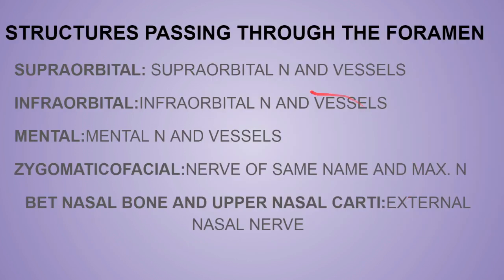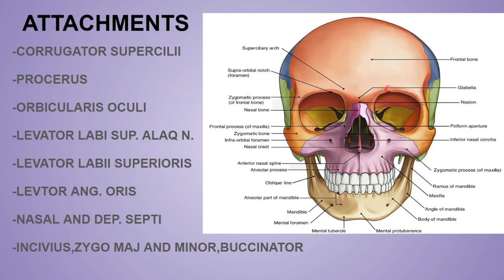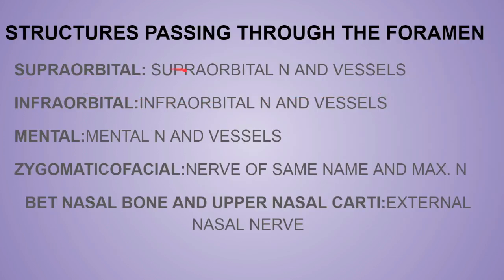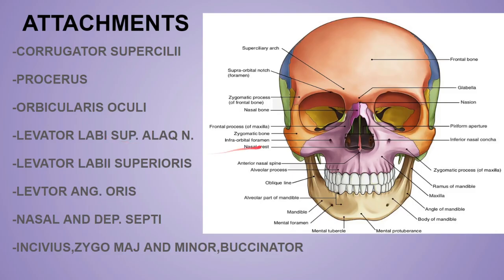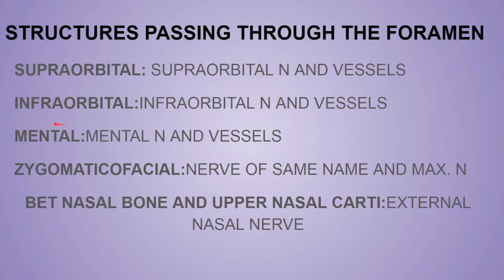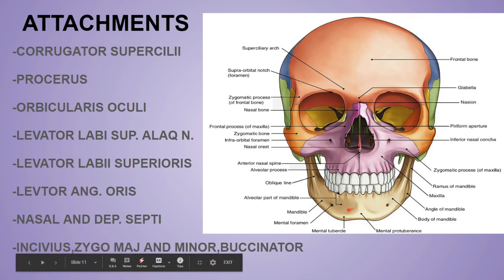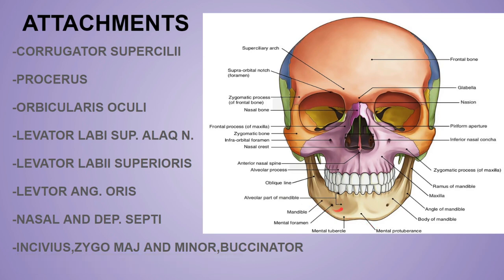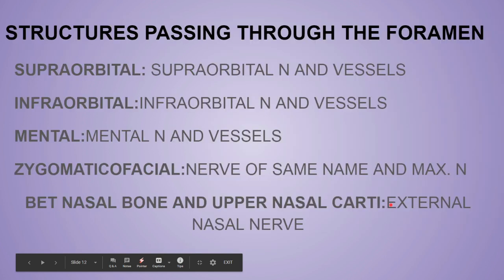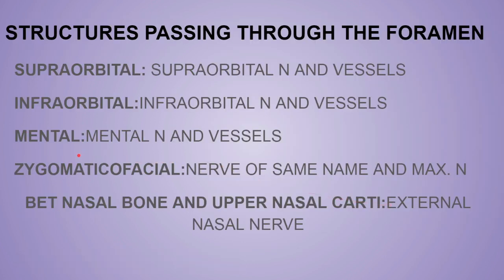Now the structures passing through the foramina. First of all, the supraorbital foramen, somewhere over here. Through the supraorbital foramen pass the supraorbital nerve and vessels. The infraorbital foramen is somewhere over here, inferior to the orbit. So the infraorbital nerve and vessels pass through it. The mental foramen was this. Through the mental foramen again pass the mental nerve and vessels.